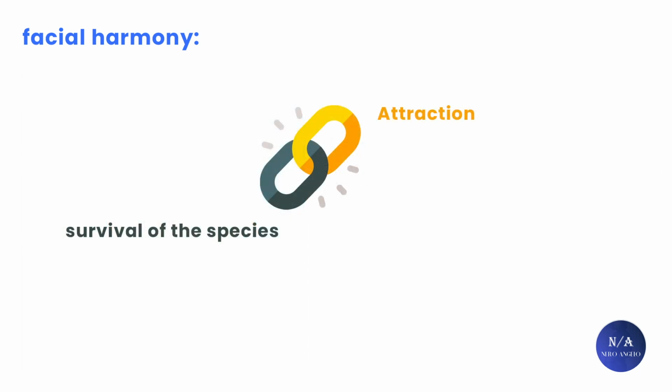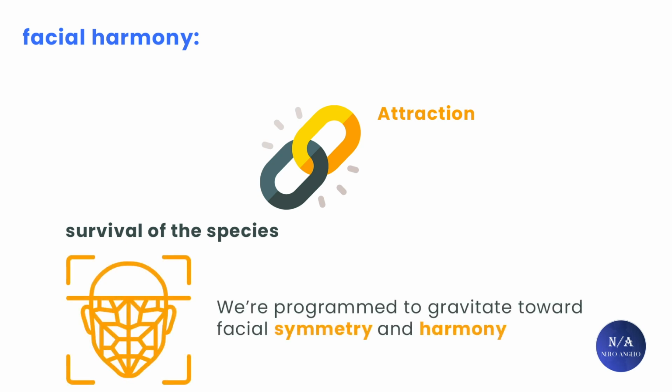If in essence, what we're doing is looking for a partner to mate with, the ideal mating partner is somebody who seems normal across the board. He says in the most primal sense, we're programmed to gravitate toward facial symmetry and harmony because they convey good health.